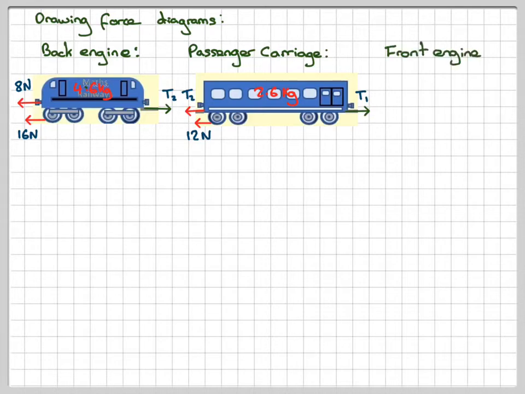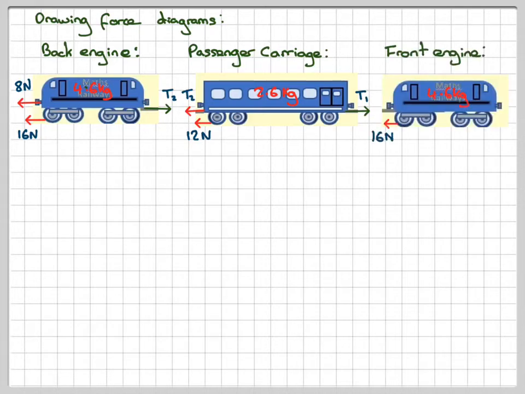And now the front engine, we're going to have the frictional force of 16 newtons. Remember, these two had the same frictional force, and a tension acting in that direction, and then forward we've got the driving force, what we've got to calculate.